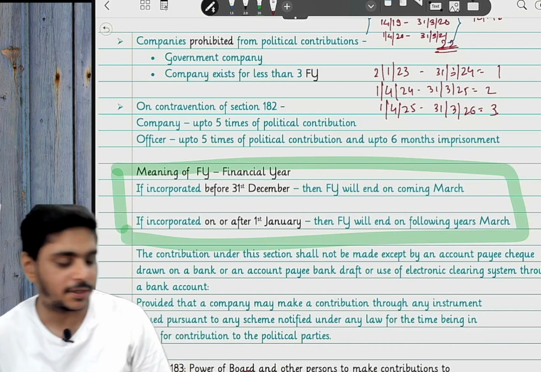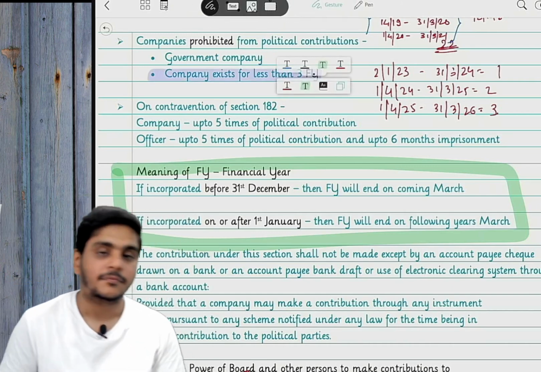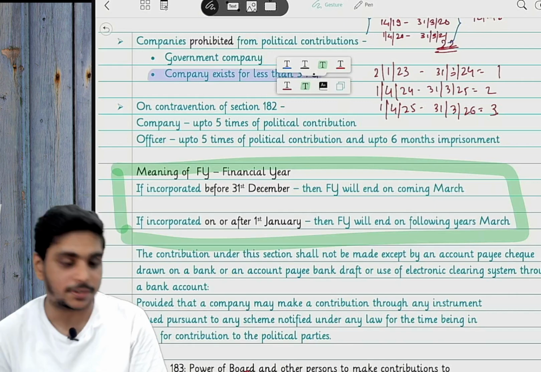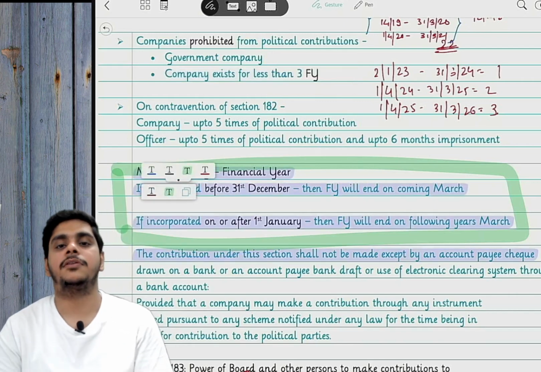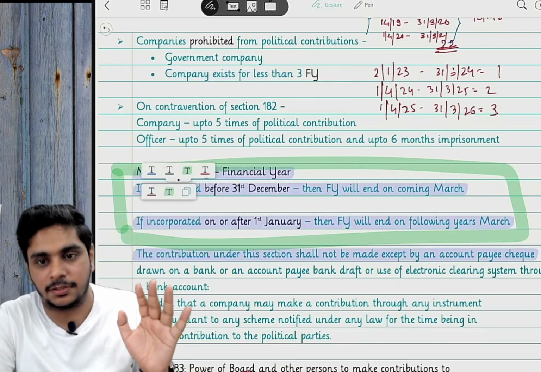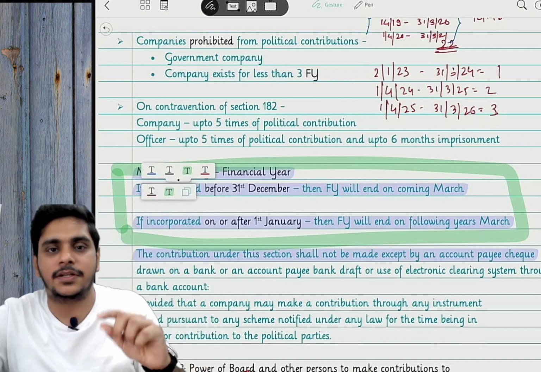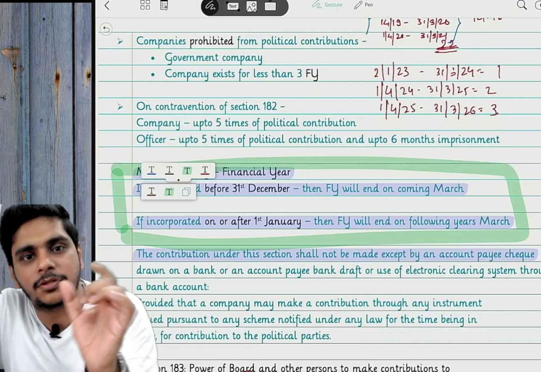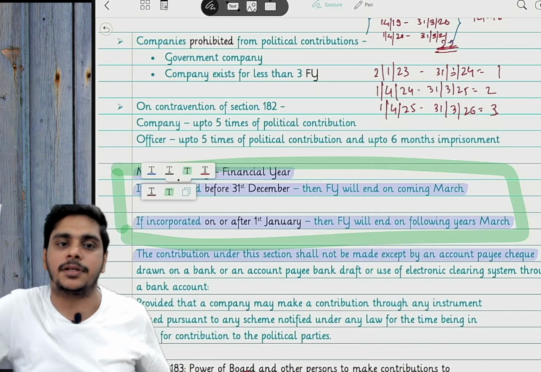So because of this word less than 3 financial years, if you are a company which is incorporated for less than 3 financial years, you can't make charitable contribution. So that is the reason we have written it here. See, the only problem is of the year of incorporation. If it is second, third financial year, it is April to March. Only problem is of the first financial year when the company gets incorporated.